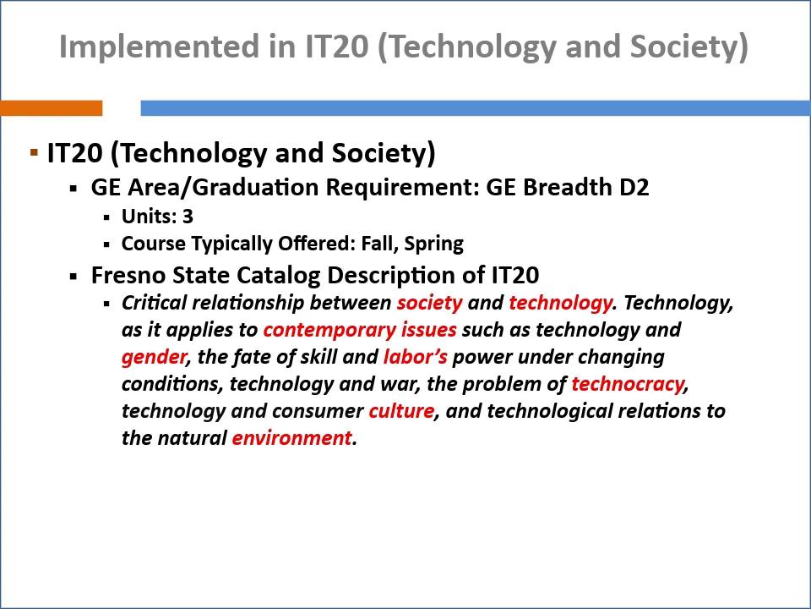The course describes the critical relationship between society and technology as it applies to contemporary issues such as technology and genders, the fate of skill and labor's power under changing conditions, technology and war, the problem of technology, technocracy, and consumer culture, and technological relations to the natural environment. As you can see, I have made some words colorful, and those words are also there in the SDGs.